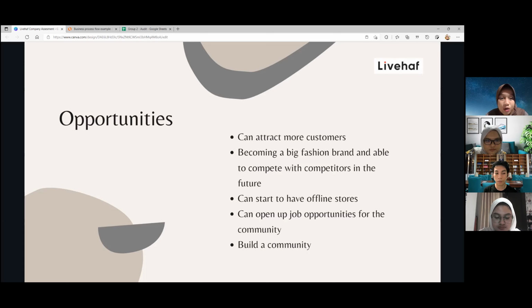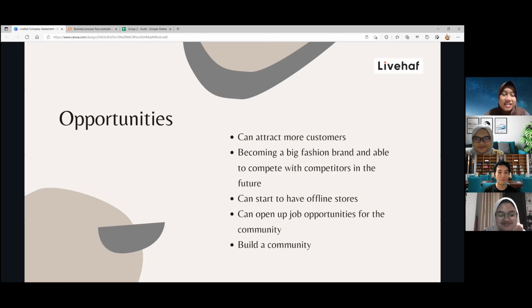Next one is that it can open up job opportunities for the community without reducing employee salaries or making a mass resignation. Although the COVID-19 pandemic continues to hamper the economy, Livehaf can open job opportunities for the community without reducing the employees' salaries.